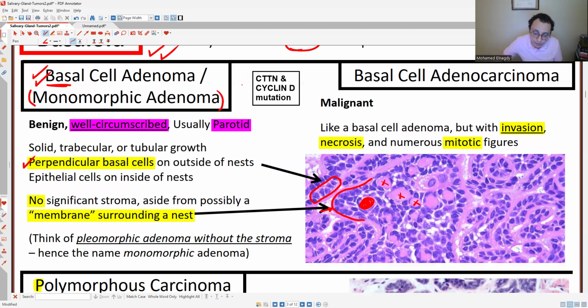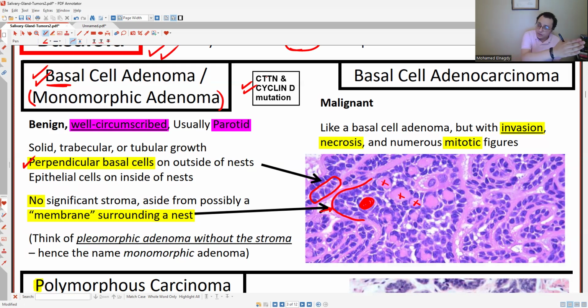You need to remember the mutation. He didn't write it down here, but he wrote it down in the collection table at the end. So at the end of the notes, he wrote a collection table with all the mutations and the tumor entities which have these mutations. So the basal cell adenoma or monomorphic adenoma, it's positive for CTTN and cyclin D mutation. CTTN and cyclin D mutation. Not so important, I didn't see it asked in the questions, but I'm letting you know.